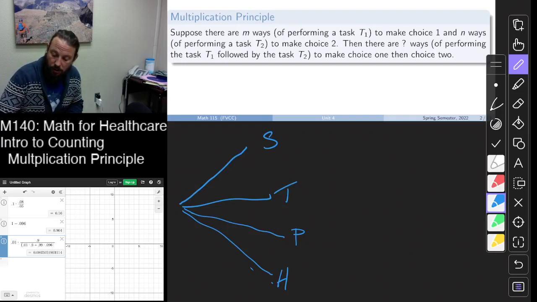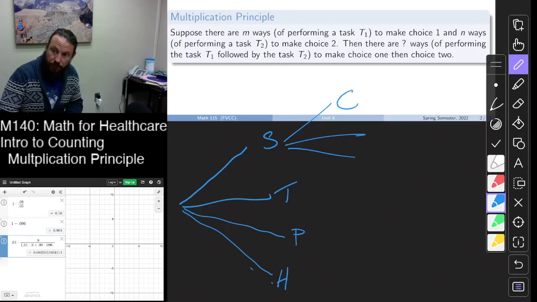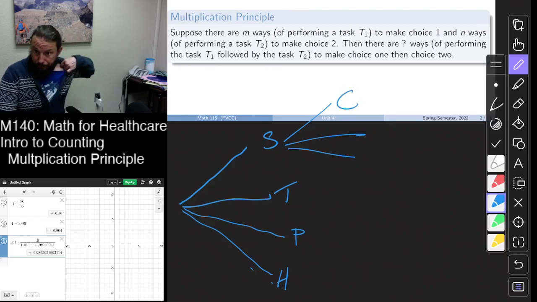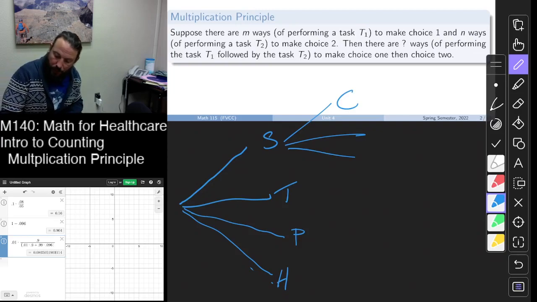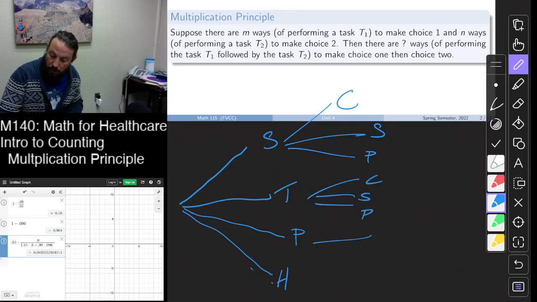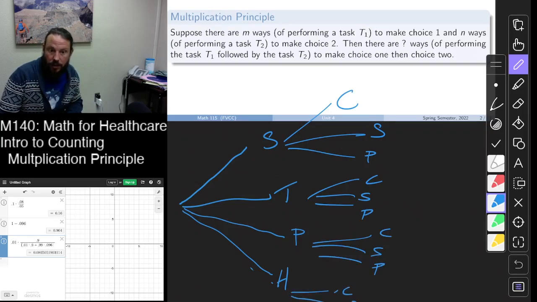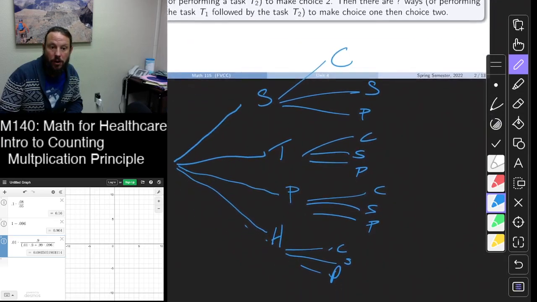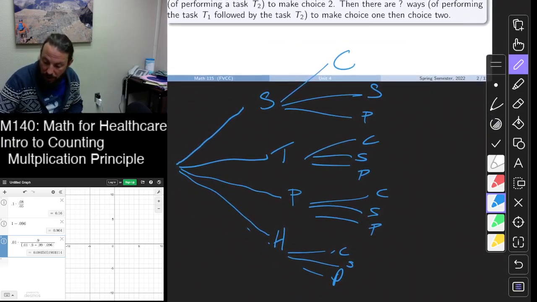then for each of those meats we have 3 choices for our cheese. Let's say cheddar, Swiss, and pepper jack. There's going to be one each of these: cheddar, Swiss, pepper jack, for each meat.